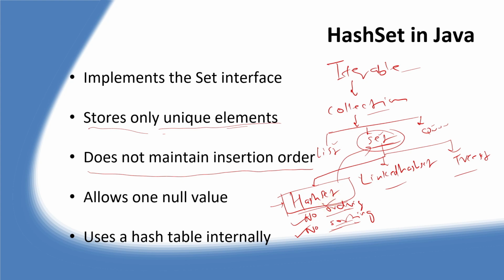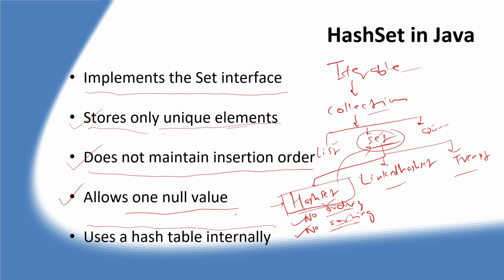But HashSet is faster in performance. Why? Because it uses a hashing algorithm. So let's go through some of the points. HashSet implements the Set interface. That's why HashSet is the implementation class of the Set interface. It stores only unique elements. It does not maintain insertion order. Neither does it sort the elements, and it allows only one null value. So inside HashSet we can store one null value, and it uses a hash table internally.